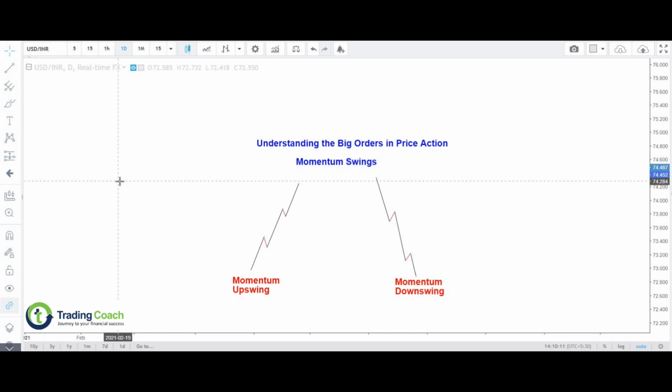In this particular video, we are going to discuss something called momentum swings. To put it in a nutshell, a momentum swing is a price action structure which will help you understand the big orders taking place in the price action. Whenever big players or big orders exit or enter the market, we can identify that with the help of momentum swings. We will discuss more about this concept.